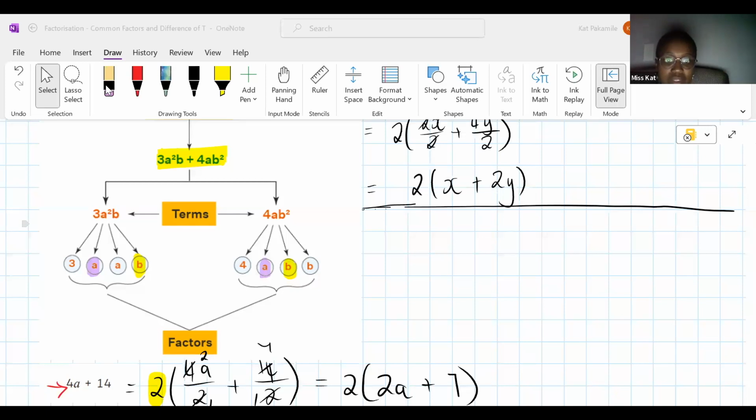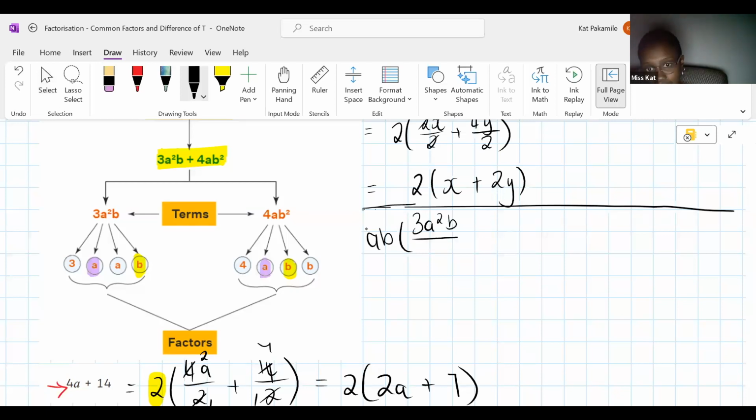Let's hear what Tammy has to say. Tammy? Hi, ma'am. So the highest common factor is ab. They both have an a and they both have a b. Beautiful. And then, ma'am, in the bracket, you're going to say 3a squared b over ab plus 4ab squared over ab.